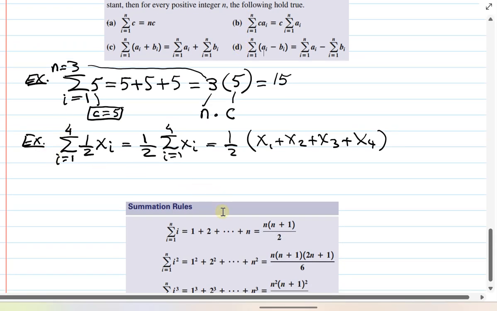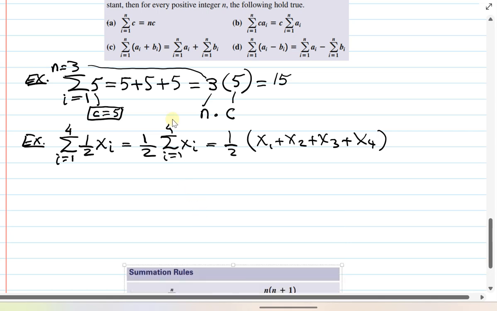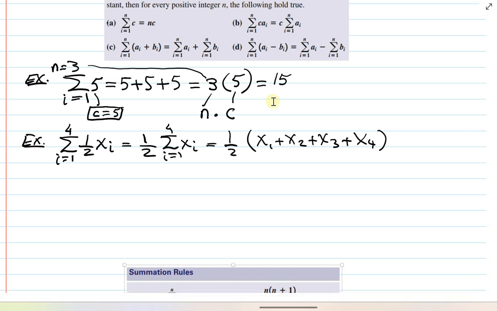The next one, part C, tells us that if you add... Part C and D I usually write together. To add or subtract two series, you can add or subtract individually. So the sum of a plus b is sigma a plus sigma b. Let's take a look at an example here, see how this is going to work out. I'm going to try this example.